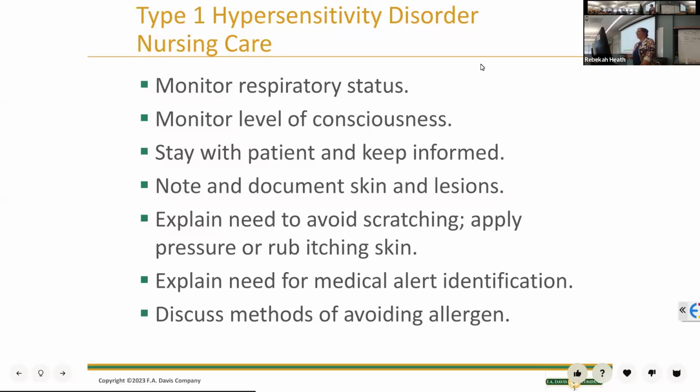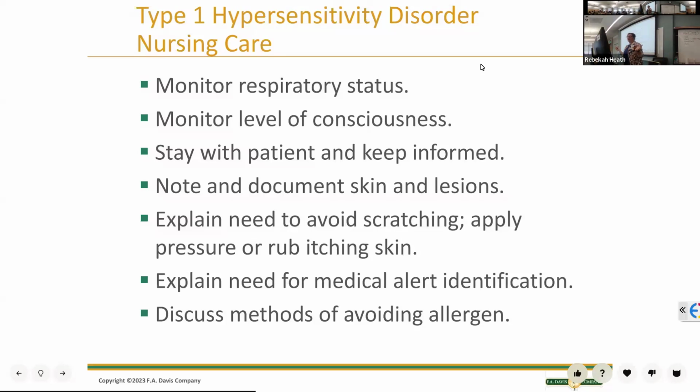Explain the need for medical alert bracelets. That's so important. I think somebody identified that on the homework this week with the allergy thing. I thought it was such a good point. I don't know if I even commented on it, but going forward, make sure we're teaching people that if you have an extreme allergic reaction, you should be wearing a medical alert bracelet.